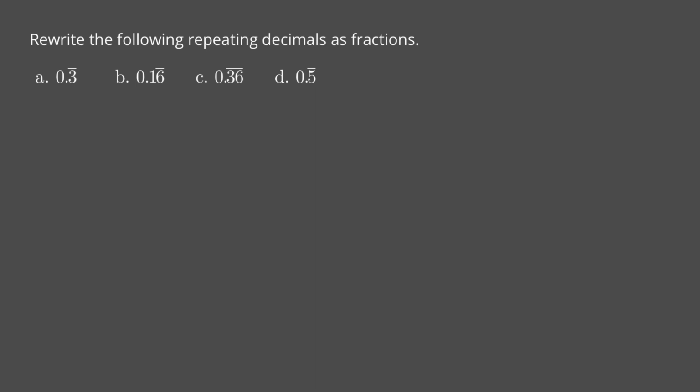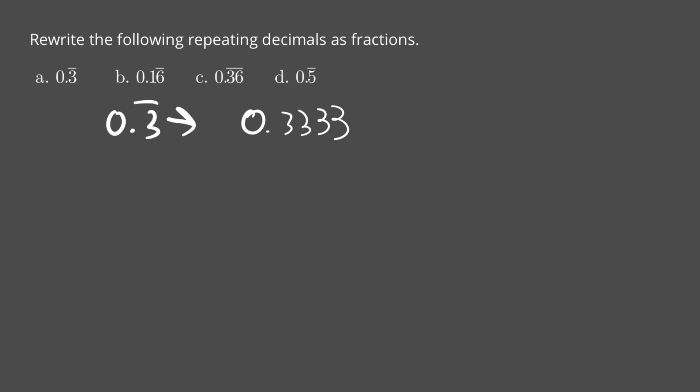Today we are going to be learning how to convert repeating decimals into fractions. The first thing we want to look at is what a repeating decimal is. So for part A, we have 0.3 repeating. That's the same thing as 0.3333 until we run out of space.